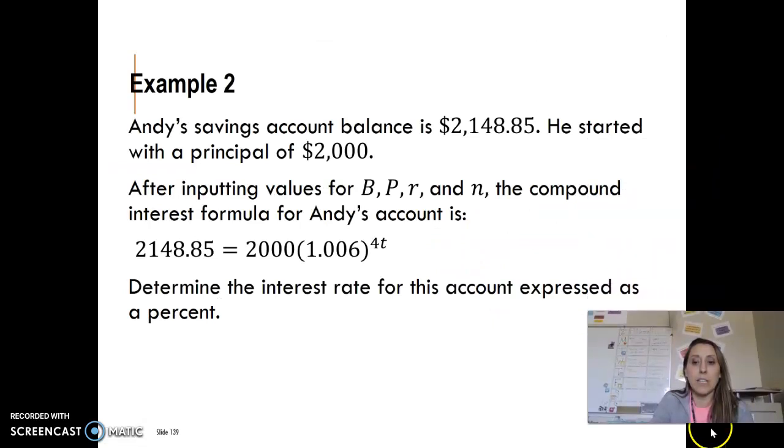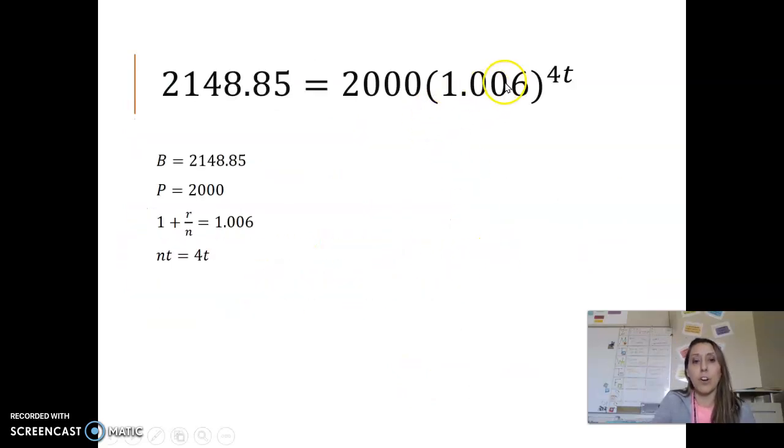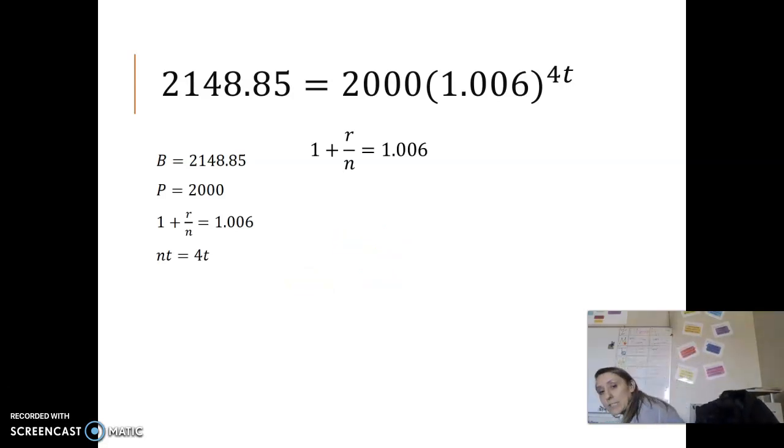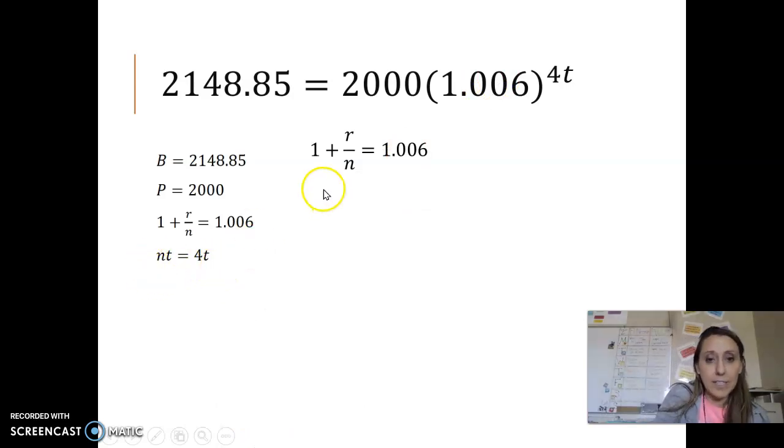Okay, so we have another example right here. We have Andy's savings, and this is all the information, but this is the original problem we're going to start with. Again, we're solving for R. So we are going to want to do what we've been doing since the beginning and plug in the things we know. So we get 1 plus R over N is equal to 1.006. And then we know what our N is. Our N is going to be 4.